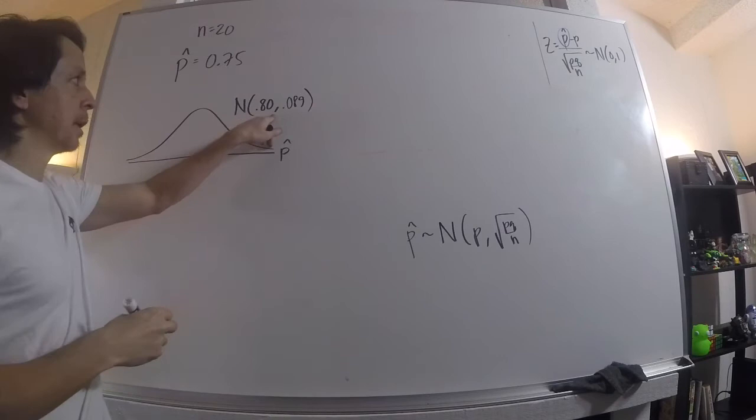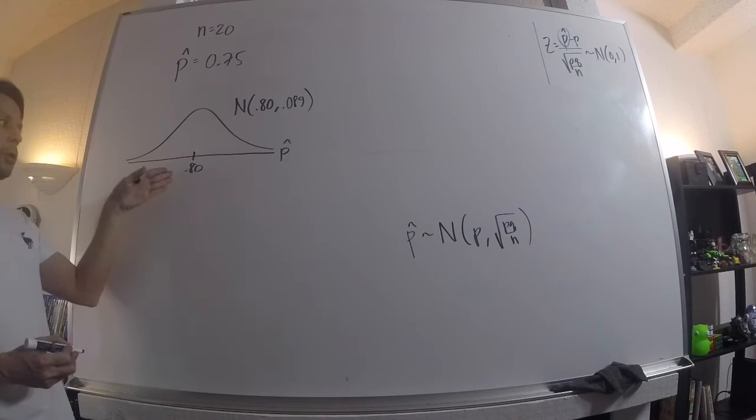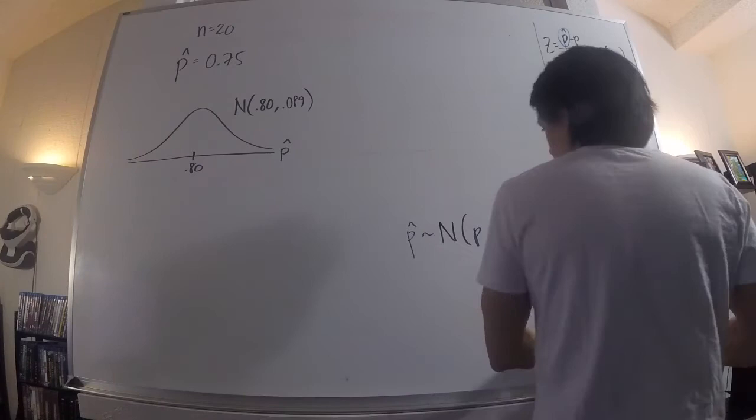It's normal with mean 0.80 and standard deviation 0.089. That's the distribution of p hat, meaning that it should tend towards 80%. It could be a little bit more than that. It could be a little bit less than that. But it shouldn't be too far below, and it shouldn't be too far above. All right.